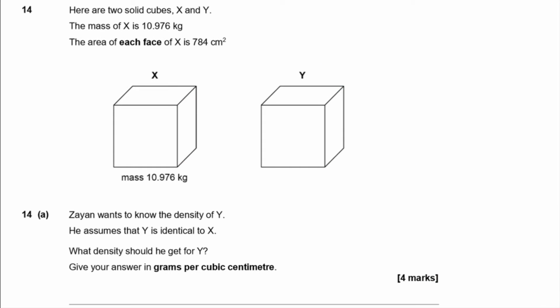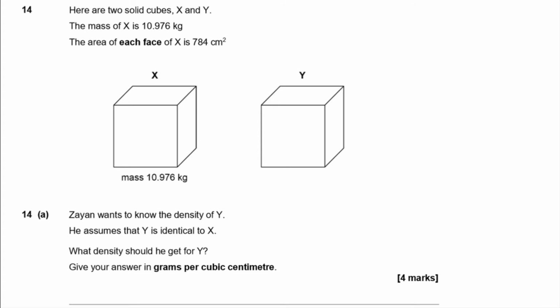Question 14. Here are two solid cubes, x and y. The mass of x is 10.976. The area of each face of x is 784 centimeters squared. And we've got part A. Zane wants to know the density of y. He assumes that y is identical to x. What density should he get for y? Give your answer in grams per cubic centimeter.